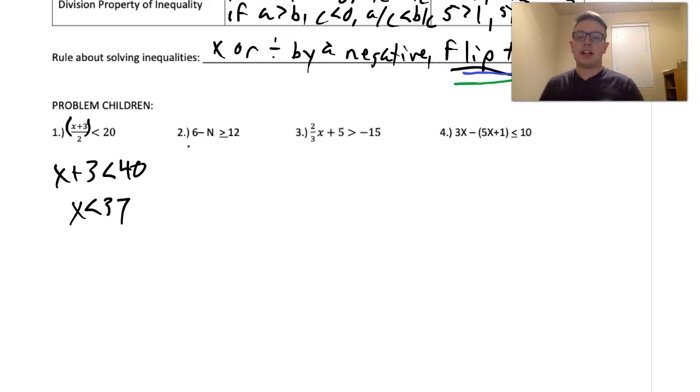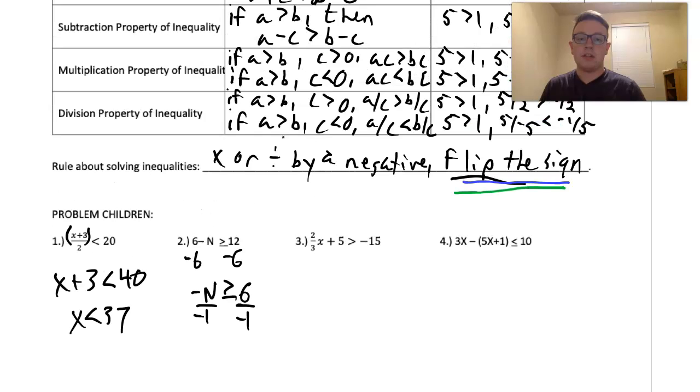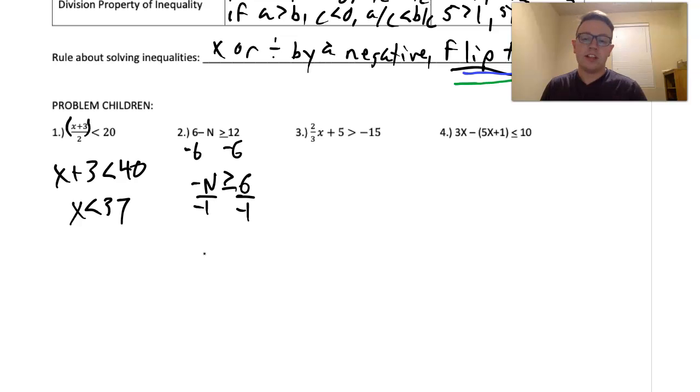For this one, we got to be careful because we're subtracting n. So how do we get rid of the 6? We're going to subtract 6. And this gives us minus n is less than or equal to 6. Now how do we get rid of this negative? We're going to have to divide by -1. We're dividing by a negative number. What do we have to do? We have to flip the sign. So this becomes n. We flip the sign, so now n is less than -6.